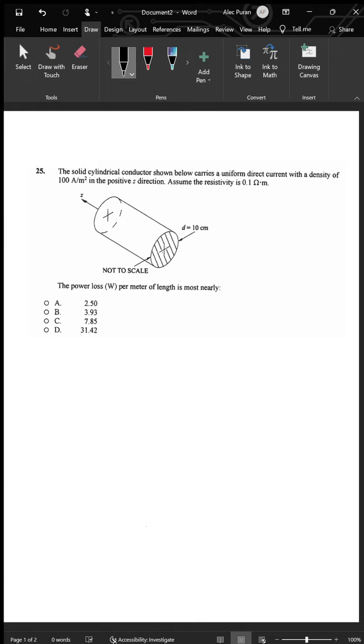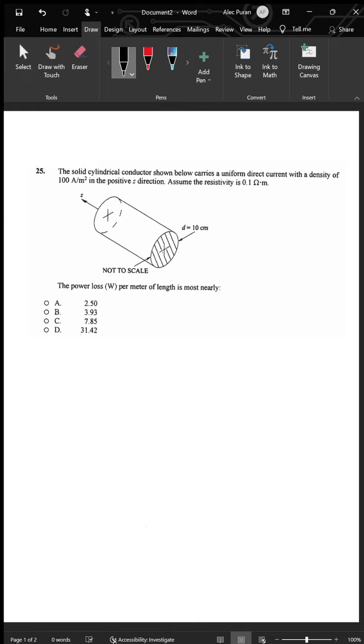We're given a diameter of 10 centimeters, and we're to assume that this conductor is infinitesimally long and protruding in the z direction. So this problem wants us to solve the power loss in watts per meter length is most nearly which of the four options.